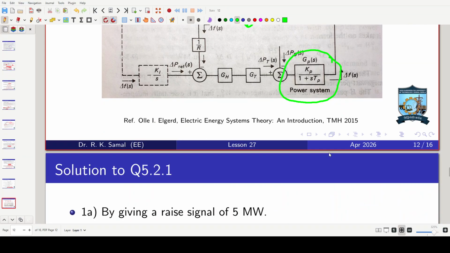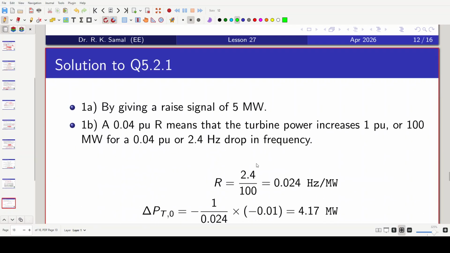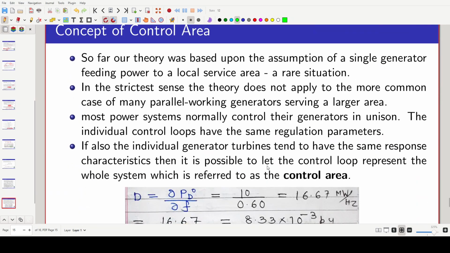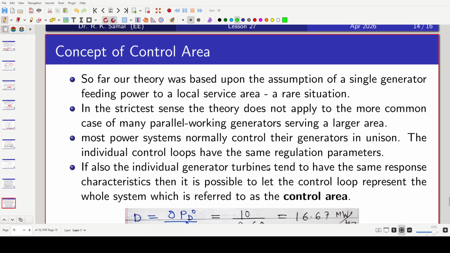Fine. Now there are some problems, so you go through the problems yourself. Now what is a control area? Control area means an area having a single frequency. For example, in our country, if you consider the whole country, that can also be considered a control area, from the NLDC perspective. But if you consider the RLDC, the regional load dispatch centers, then the state can be a control area.